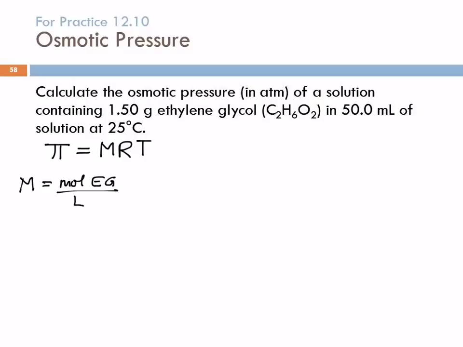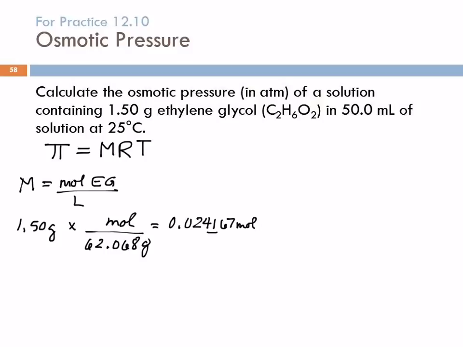So we have 1.50 grams of ethylene glycol, and we need to convert to moles. 2 times 12.01 plus 6 times 1.008 plus 2 times 16, 62.068 grams per mole. 1.5 divided by 62.068. So this is 0.024167 moles.